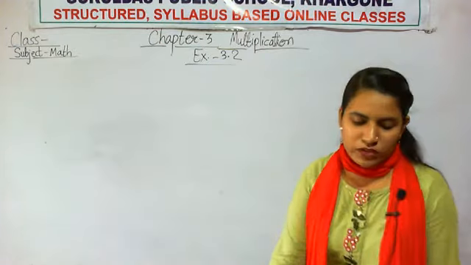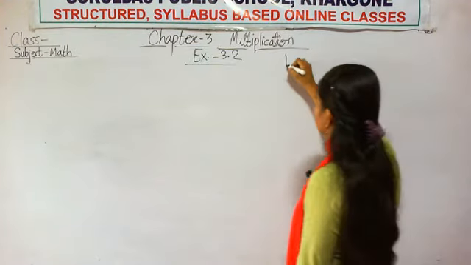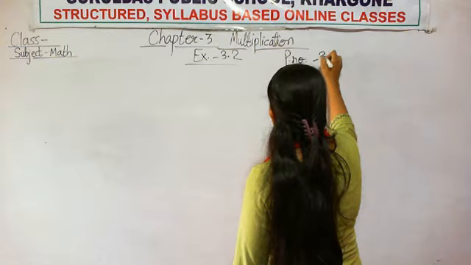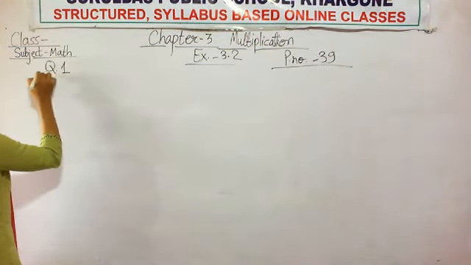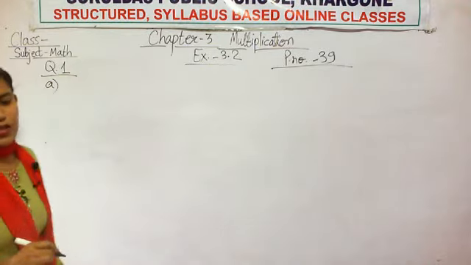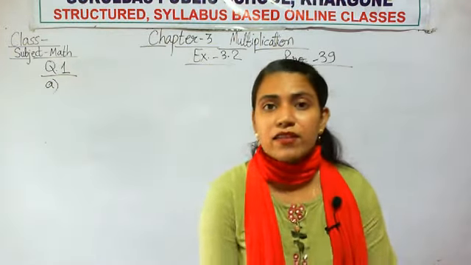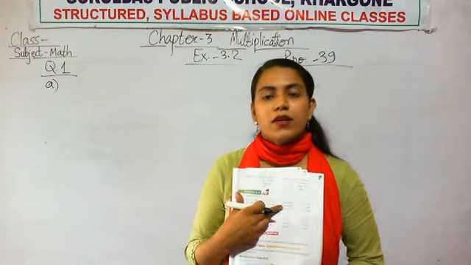Exercise 3.2, which is on book page number 39. Question number 1, Part A. Question 1 is find the product.